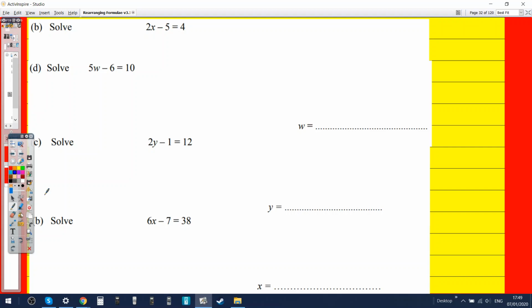The 5. We get rid of the minus 5 first, because we're doing it in reverse order of operations. Get rid of any adding and subtracting first. Okay. So what will we do to both sides? You have to add 5. Yeah.